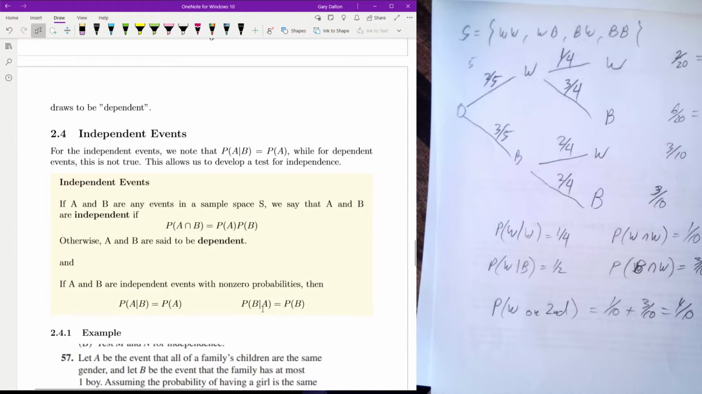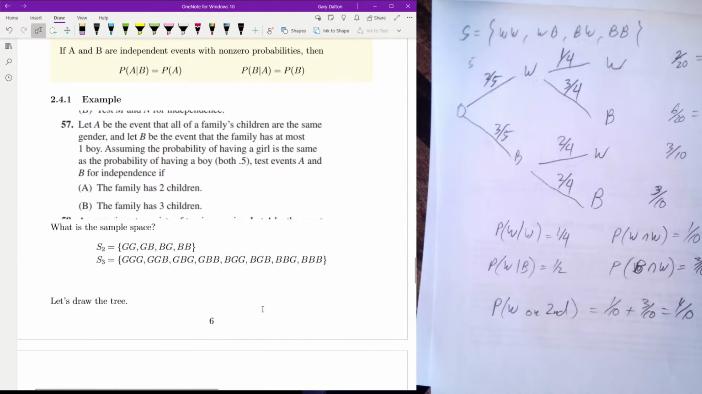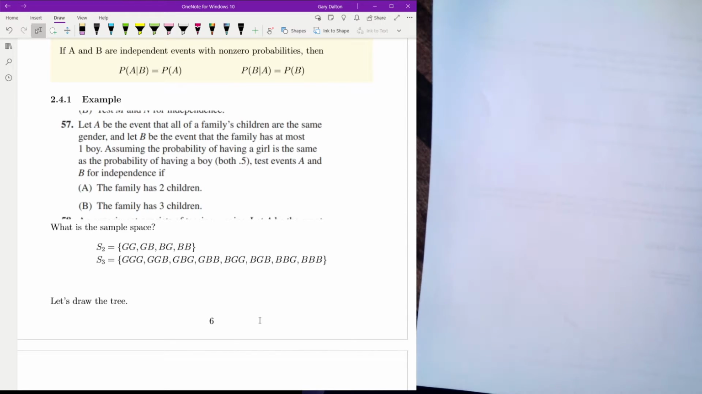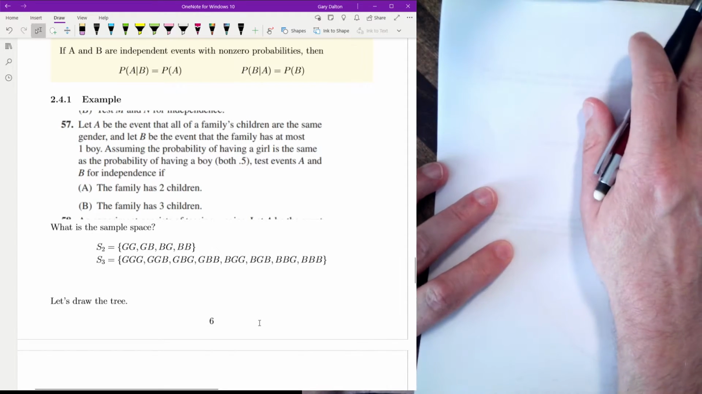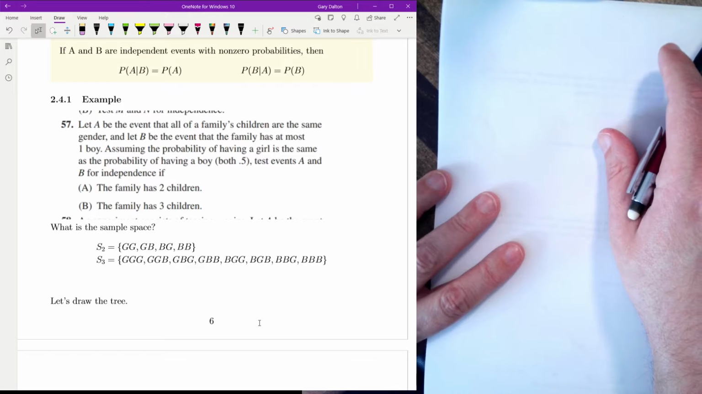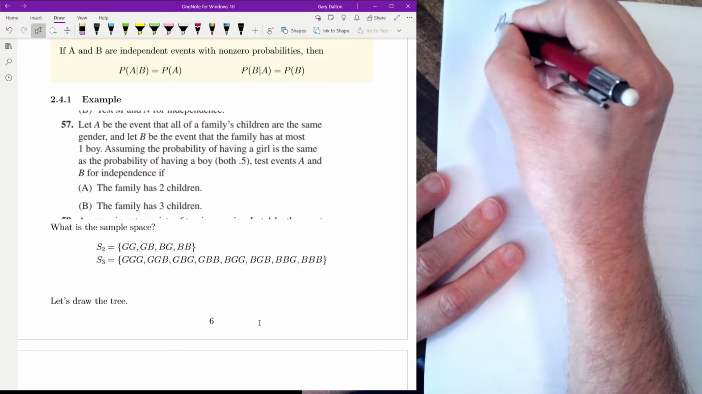Okay? I may just run over this example. This example asks about independence. Don't worry about that part of it. Let's just consider the rest of it. Let's make sure that we're able to draw the tree and label everything appropriately. So let's do this example for labeling and the tree, okay? So we have, let A be the event that all of the family's children are the same gender, and let B be the event that the family has at most one boy.